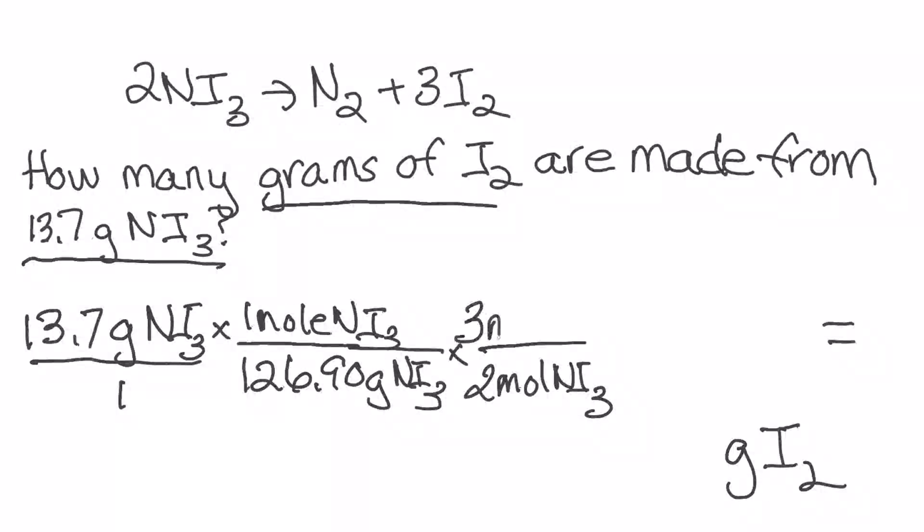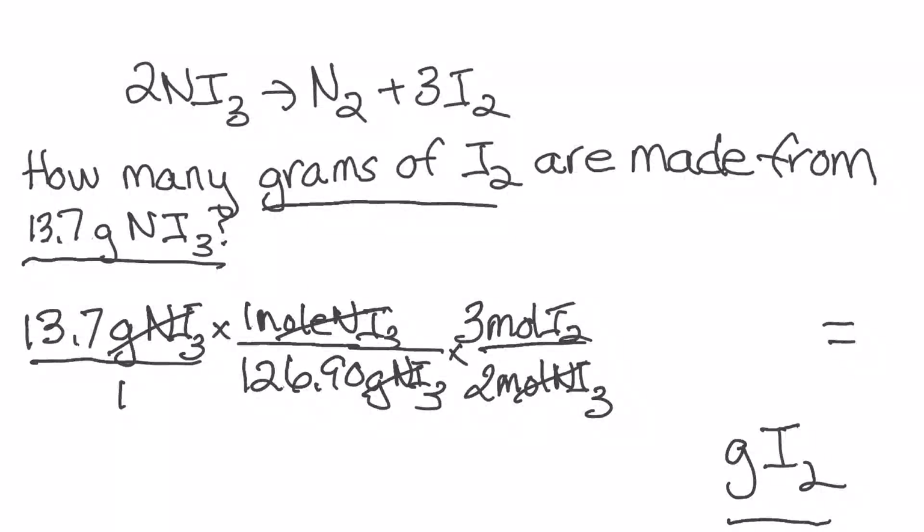Notice the problem doesn't involve nitrogen gas at all, so I don't need to use that. Every time I react 2 moles of nitrogen triiodide, I will obtain 3 moles of iodine. So now let's cancel these out. I'm at moles of iodine, but I wanted grams of iodine. So I'm getting pretty close.